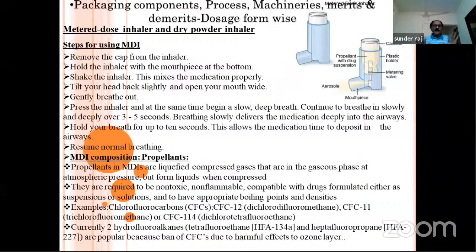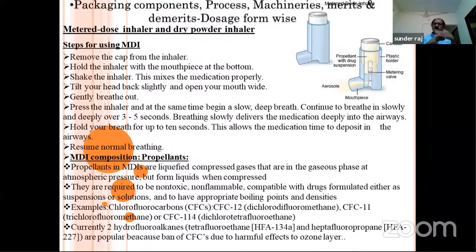And what are the components? Propellant. Here also you need a carrier. As I told you, propellants are used as the carrier. They carry the medicaments. Okay. Propellants in MDI are liquefied compressed gases that are in the gaseous phase. As I told you, all these propellants are in a gaseous state, but when they are compressed at high pressure, the form will change from gas to liquid.